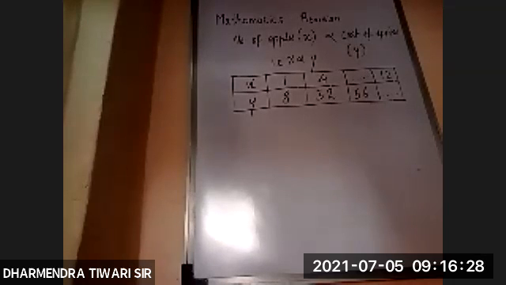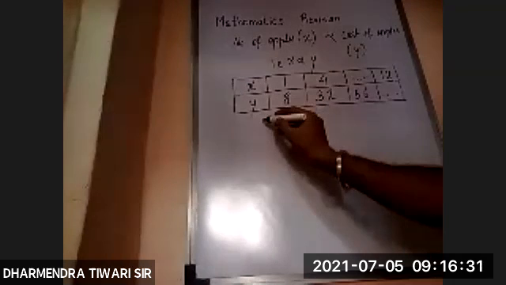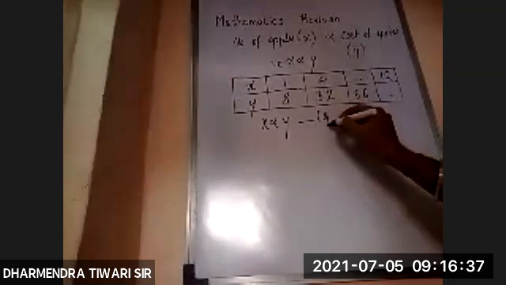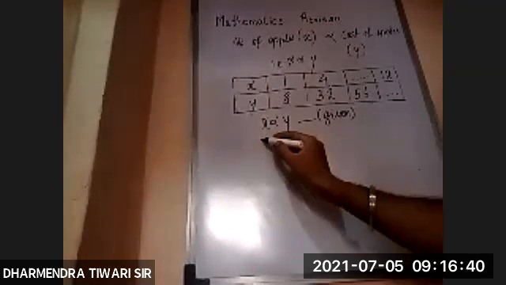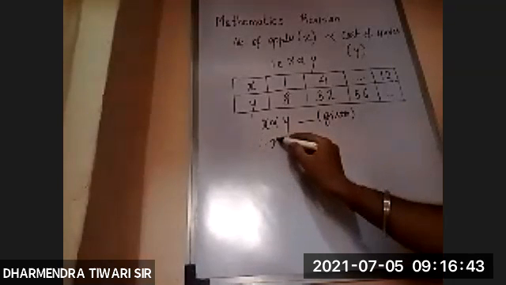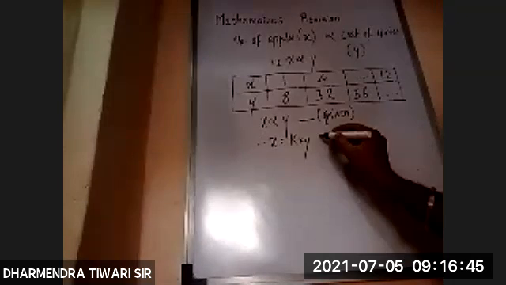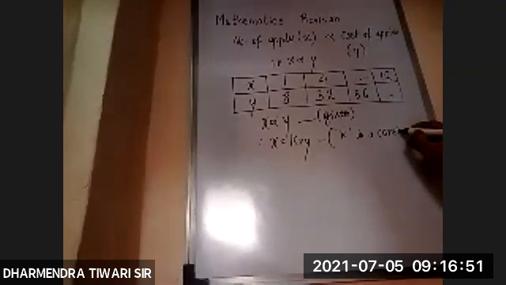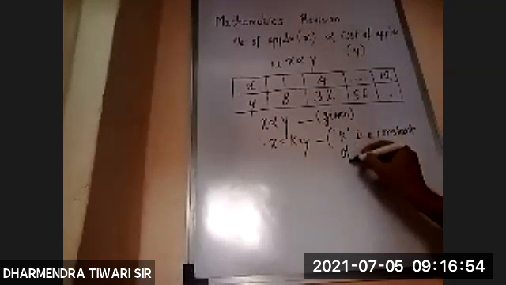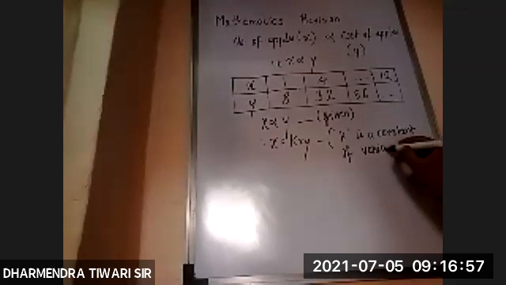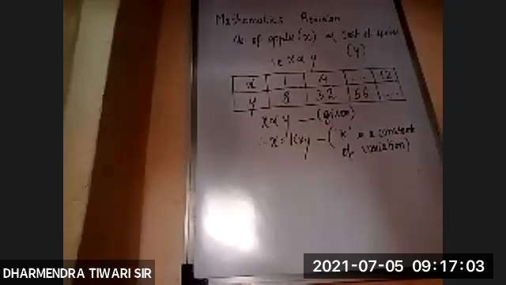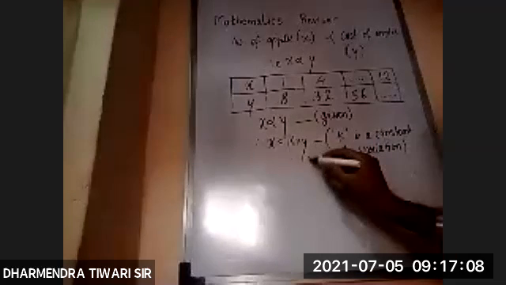Let's start solving. x is in direct relation with y. Therefore, x is equal to k into y, as I've explained to you, where k is a constant of variation. The constant of variation. So this will be equation number 1.